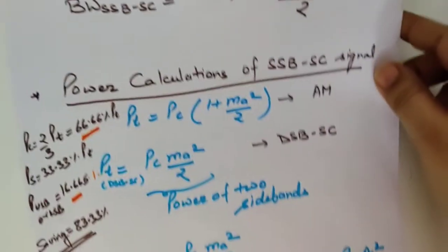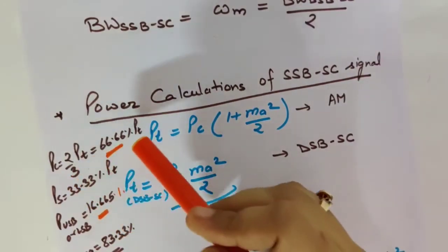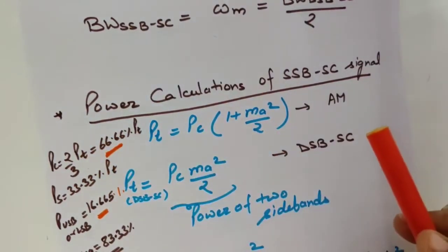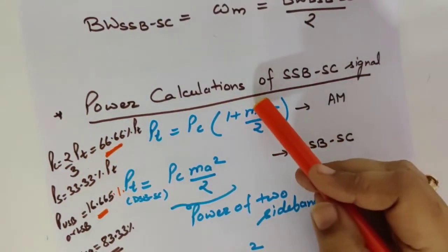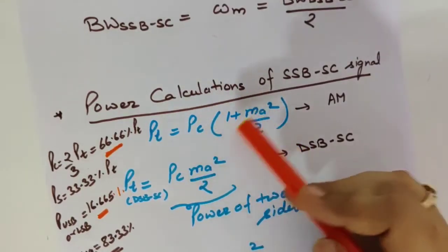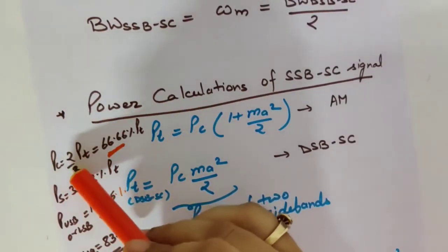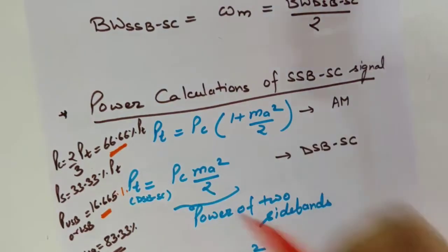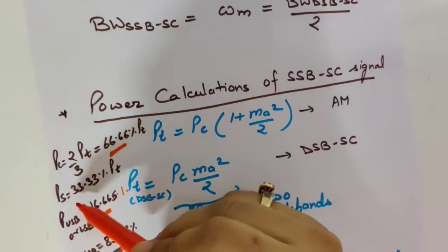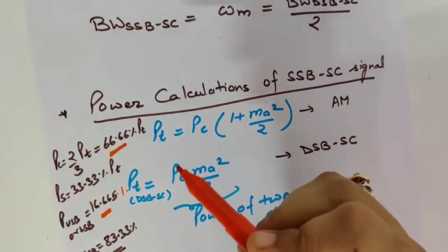Or in another way, we can see from another point of view that in case of conventional AM, when perfect modulation is there, put the value of ma as 1, you will get Pt equal to Pc times 3 by 2. Or you can say the power required by the carrier is 2 by 3 of the total power, which is 66.66% of total power. So we can say the sideband power required in case of AM is 33.33% of total power.